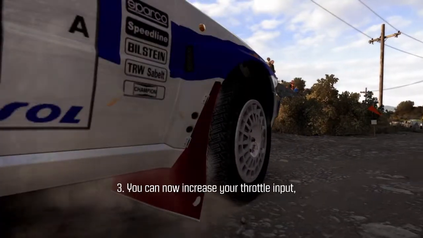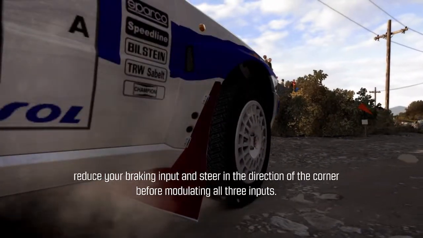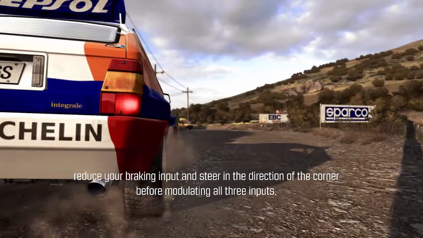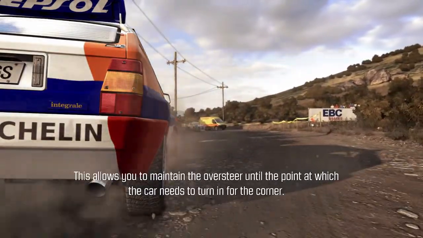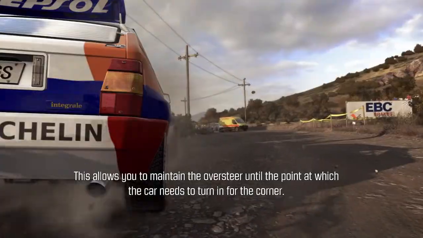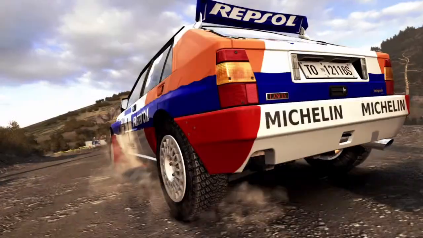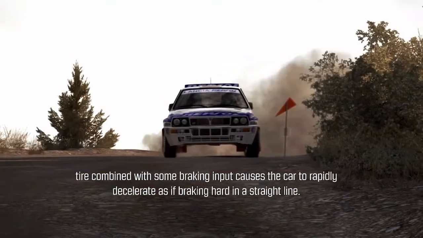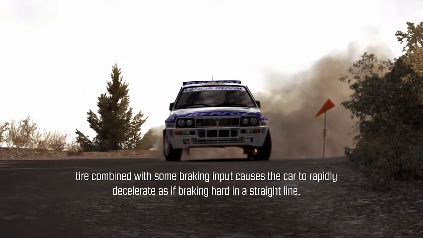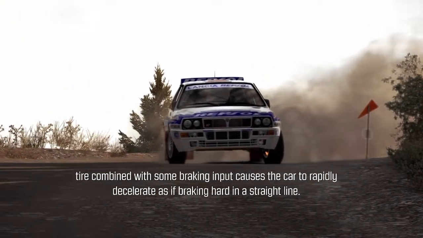You can now increase your throttle input, reduce your braking input, and steer in the direction of the corner before modulating all three inputs. This allows you to maintain the oversteer until the point at which the car needs to turn in for the corner. It's worth noting that the lateral grip of the tyre combined with some braking input causes the car to rapidly decelerate as if braking hard in a straight line.